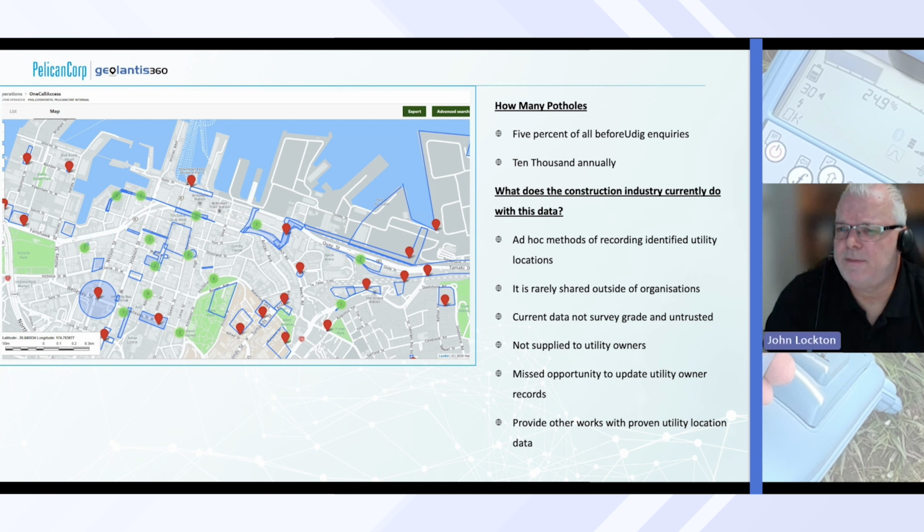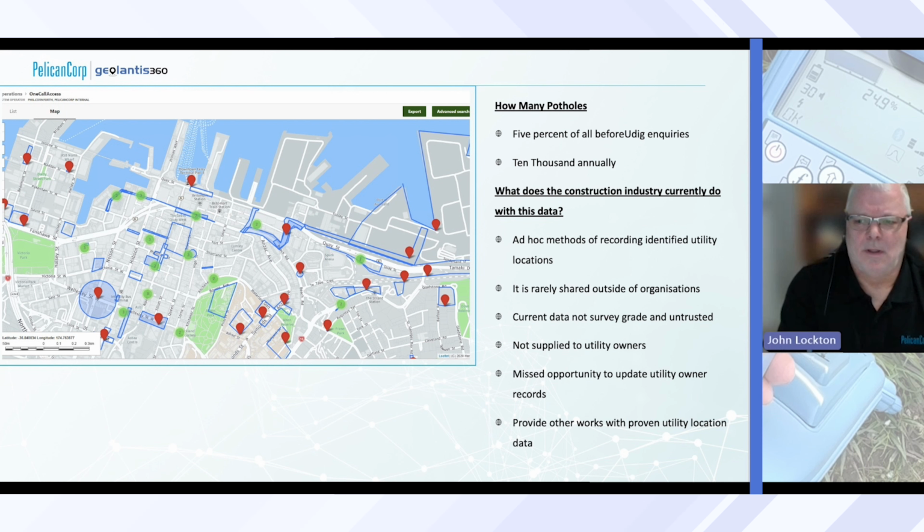In New Zealand, about 5% of all before you dig inquiries involve a pothole. So I'm led to believe that's about 10,000 annually. But currently, what happens with that pothole data? Typically it's very much used for the project in question. It's very rarely shared outside those organizations. It's perceived to be not survey grade and hence not always trusted. And it's certainly not supplied back to the utilities.